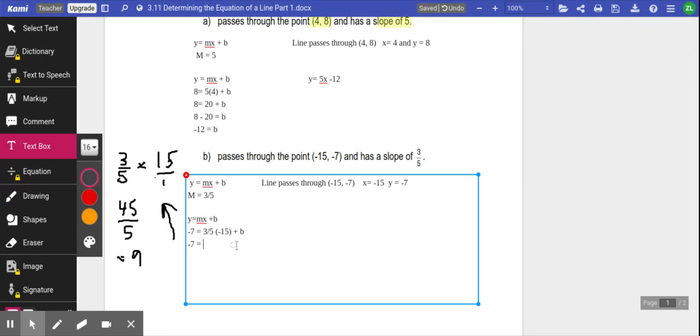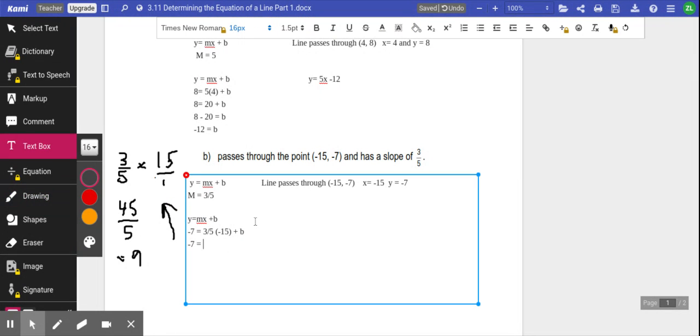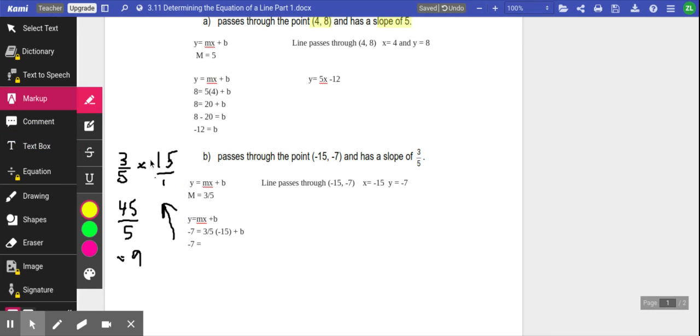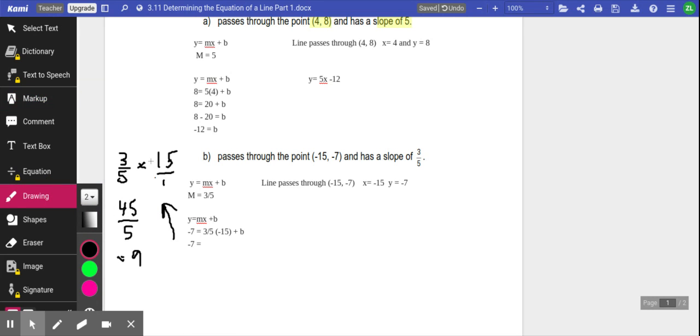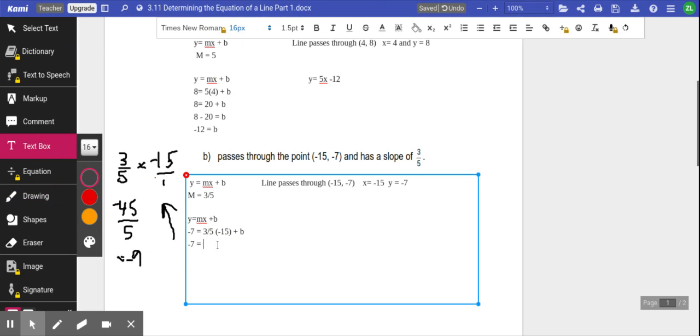Okay. So we now know that those two numbers multiplied together equal 9, or sorry, I apologize. In this case, it's negative 15. So negative 15, therefore, would be negative 45 over 5, which would be negative 9. My mistake. Therefore, we'd have negative 9 plus b. I was jumping ahead here.